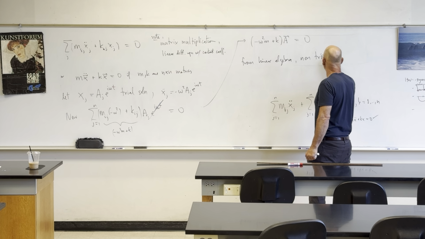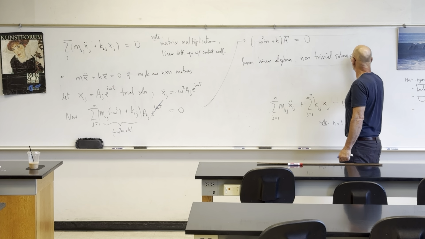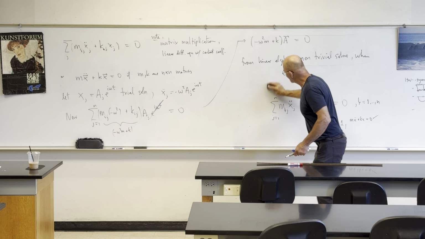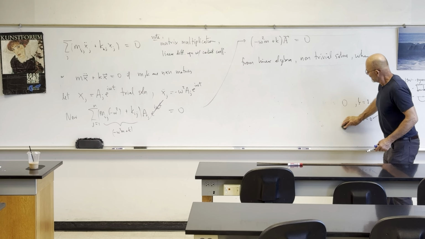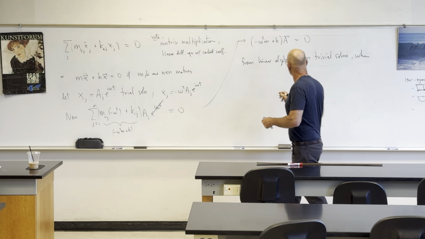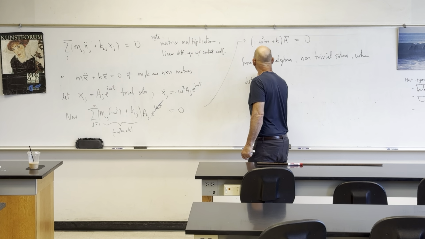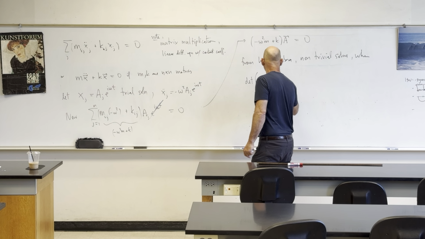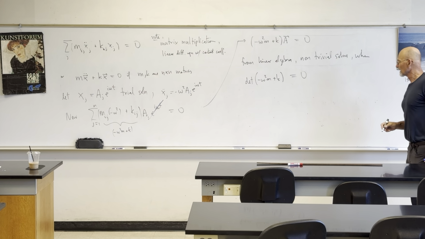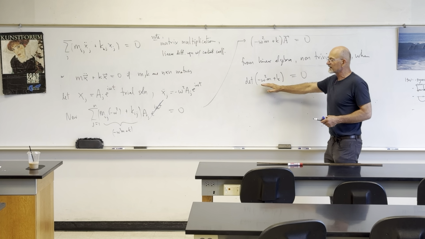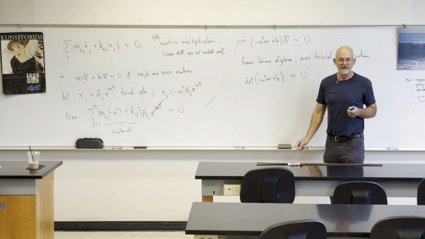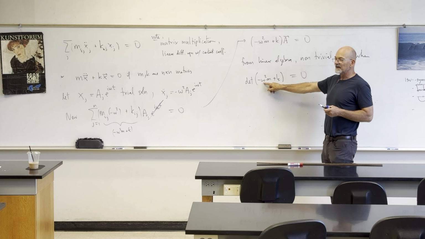Non-trivial solutions, when? Would you remember the criterion for that? So this thing is an n by n matrix, and the determinant of negative omega squared M plus K is equal to 0. And so we actually have to construct this thing, take its determinant, and its determinant is going to be an nth order polynomial, and its roots are going to give us the omegas.